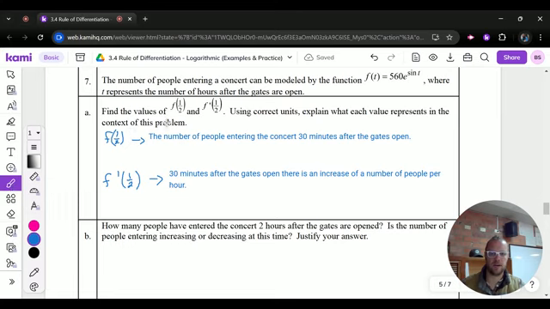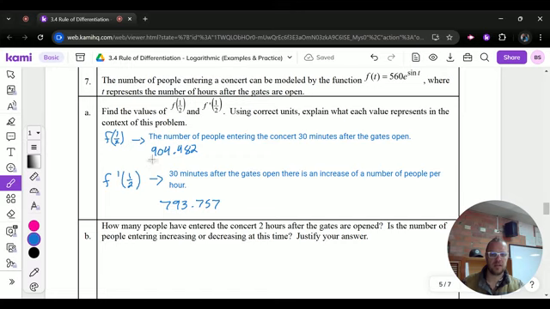So once again here, we can do this in our calculator, like we just learned. So if I just plug in 1/2 for this, I'm going to get the answer 904.482, which tells us there are 904 people entering the concert 30 minutes after the gates open. Now, after that half an hour, we want to know what it's changing by, and it's 793.757, again, by using the derivative at a point on our calculator. And so we get this.